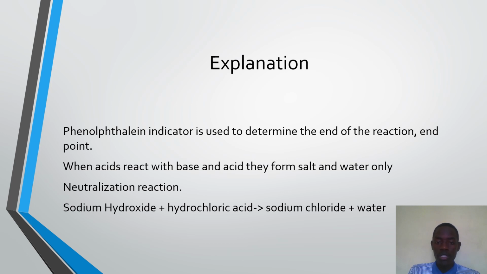Now, how do we know that the end point has been achieved? The color of phenolphthalein is always pink in basic solution. That one we all know. At the end of the reaction, that is the end point, the color of the indicator, phenolphthalein, in the solution turns from pink to colorless. Immediately it turns from pink to colorless, that is when we say the end point has been achieved, and that is why we use phenolphthalein indicator to determine the end point of the reaction.